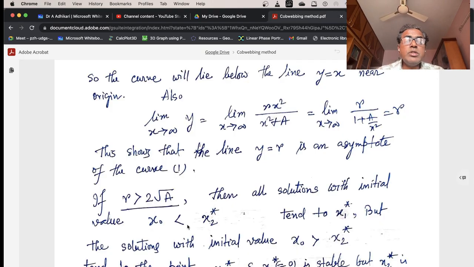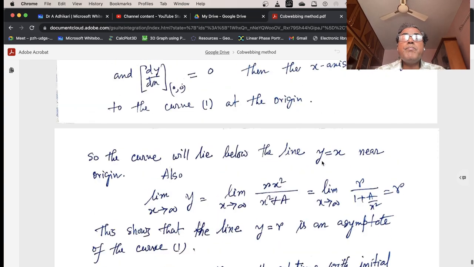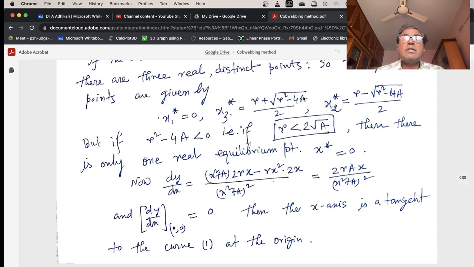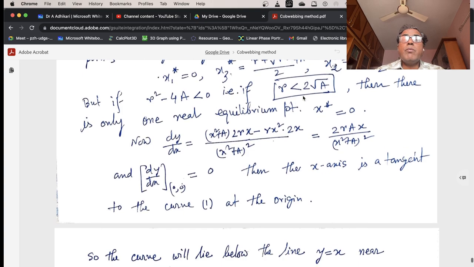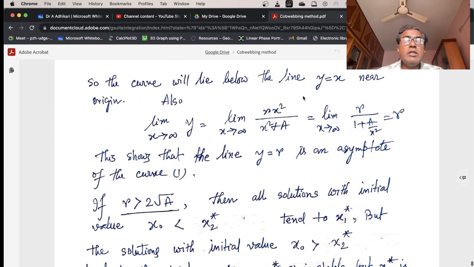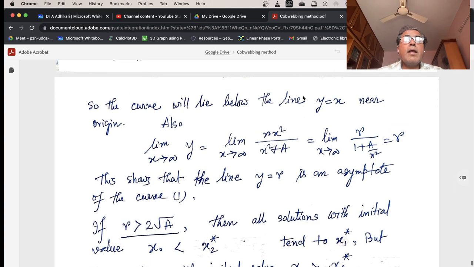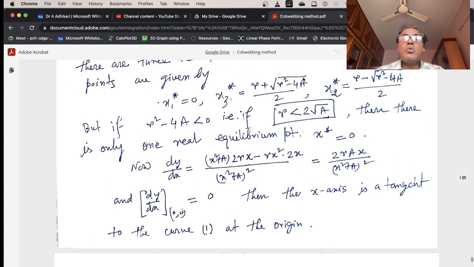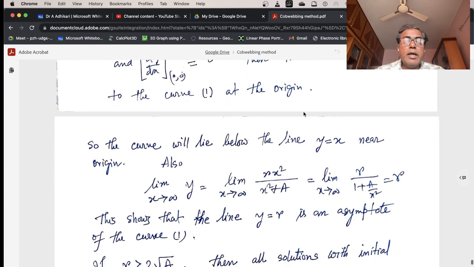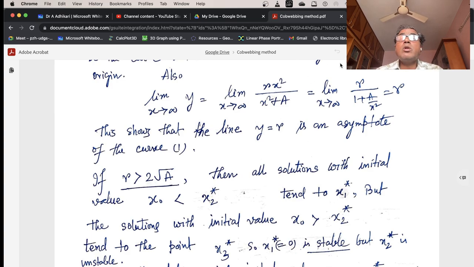When x0 is less than x2 star, the solution tends to x1 star, where x2 star equals r minus this, x3 star equals r plus this, and x1 star equals 0. So when x0 is less than x2 star, x tends to x1 star. x1 star means 0, the origin.